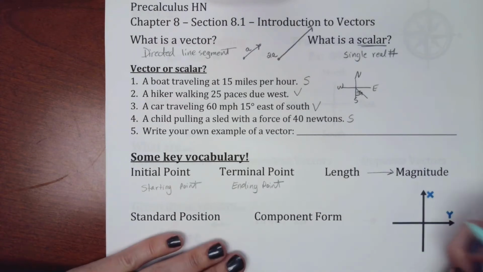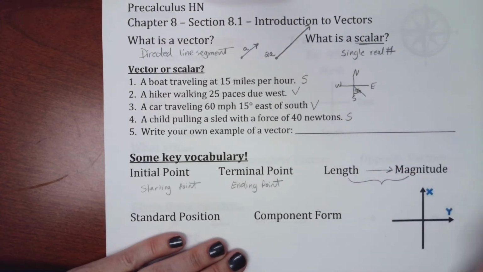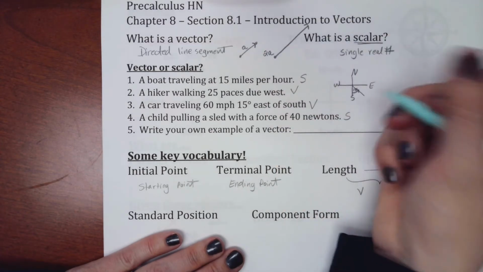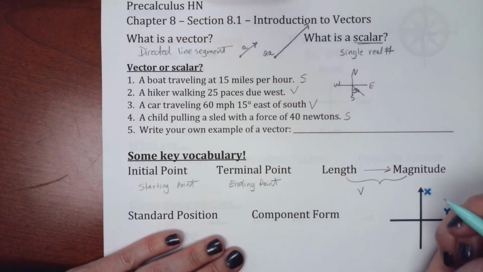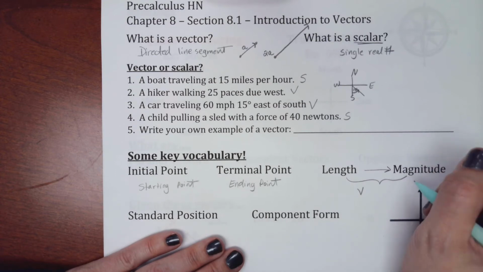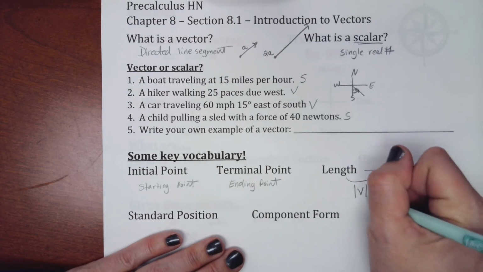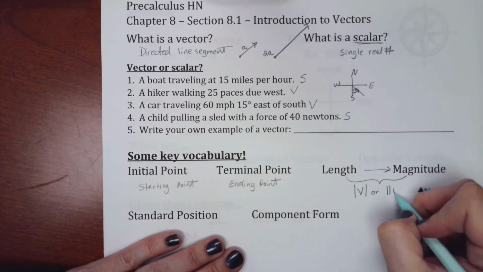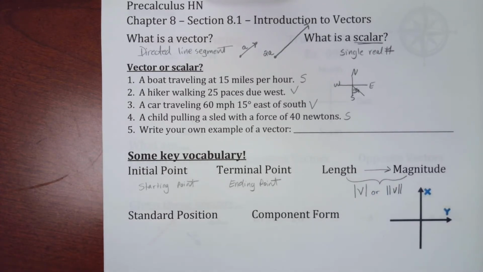The way that you denote the length or the magnitude is like this. If you had a vector v or a or whatever vector you're talking about, when you want to know the length of that vector, the magnitude of that, you put these lines around it. You could see it like this, or you might also see it with a double line, depending on the book that you use. But that means its magnitude, the length or the strength of that thing, right?